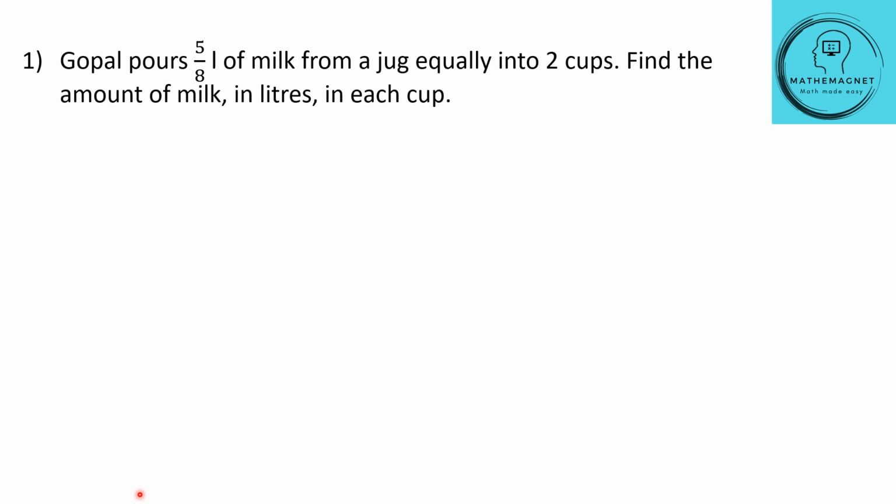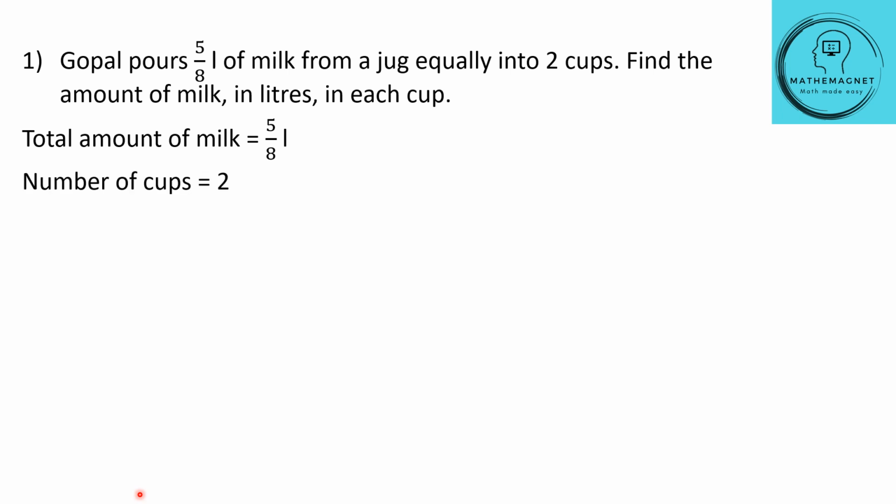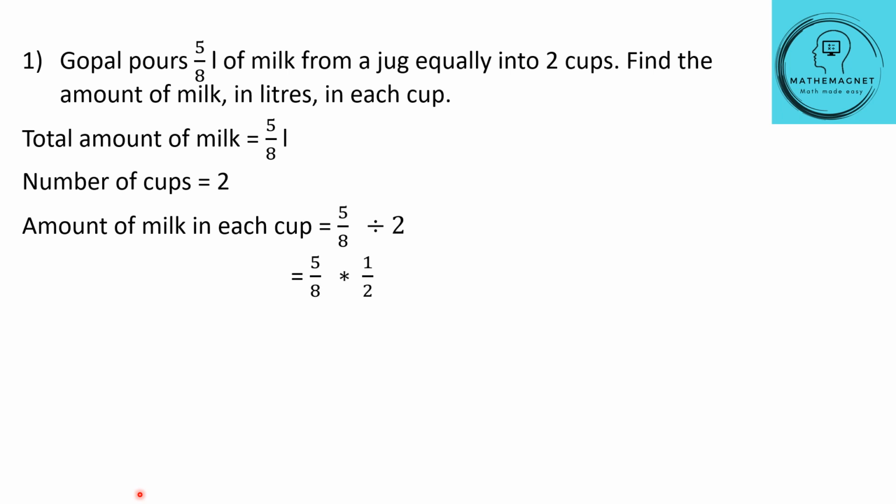So he's got a total of 5/8 liters of milk in a jug. He's going to pour it into 2 cups. So how much is there in each cup is the question. To find that, we will write the information that we have. Total amount of milk is 5/8 liters and the number of cups is 2. So the amount of milk in each cup will be 5/8 divided by 2, which can be rewritten as 5/8 times 1/2. So it becomes 5/16 liters. So there is 5/16 liters in each cup.